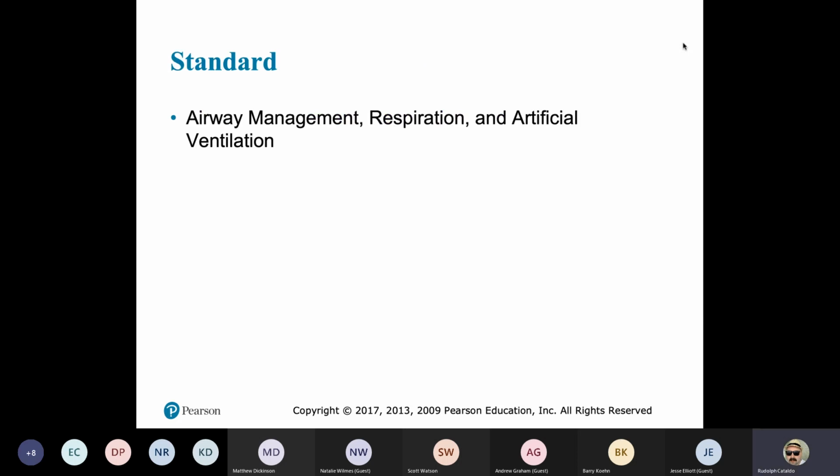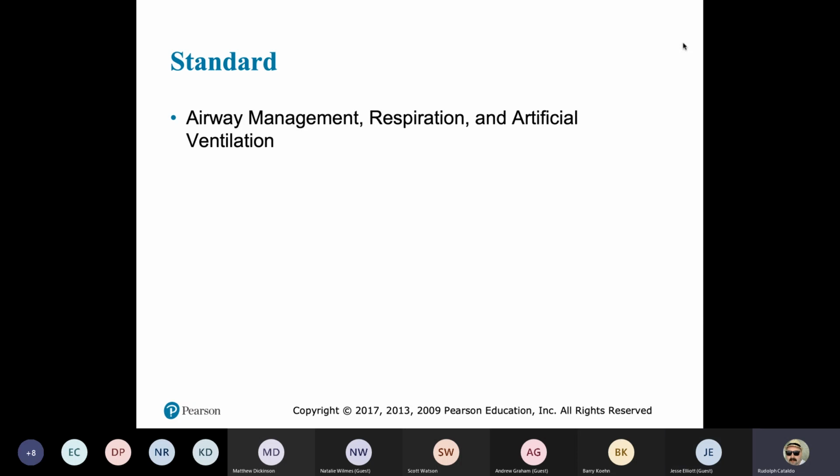What is the difference between a respiration and a ventilation? Anybody? Ventilation is like the exchange of gas in the alveoli, and respiration is just breathing. So it's actually the opposite of what you said.